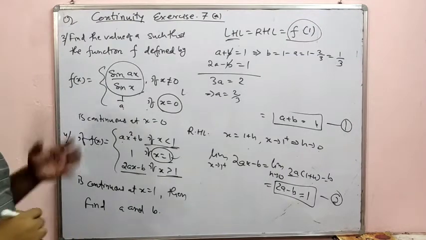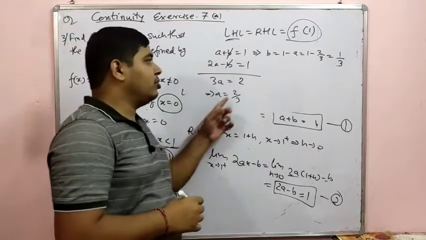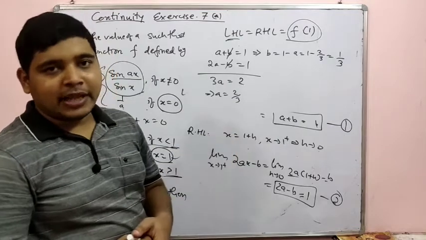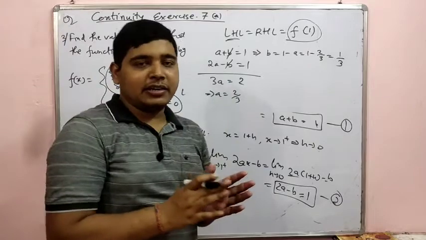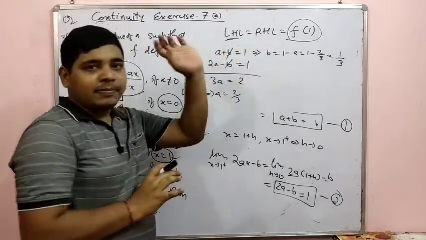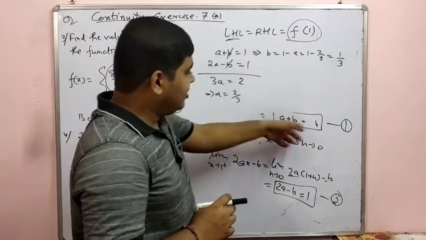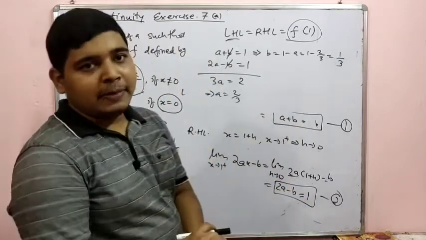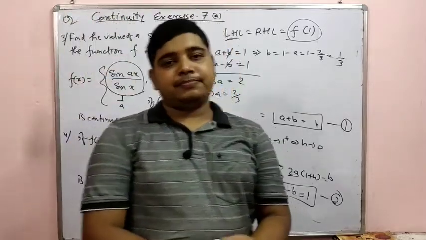So if the function is continuous at x is equal to 1, then the value of a is equal to 2 by 3 and the value of b is equal to 1 by 3. Then the function is continuous. So first, what we have to do is take the left hand limit and the right hand limit, and the left hand limit is equal to f of 1 and right hand limit is also equal to f of 1. So the left hand limit is equal to 1 and right hand limit is equal to 1. So you have two equations and two unknowns. By solving these two equations, we can get the value of a and b.